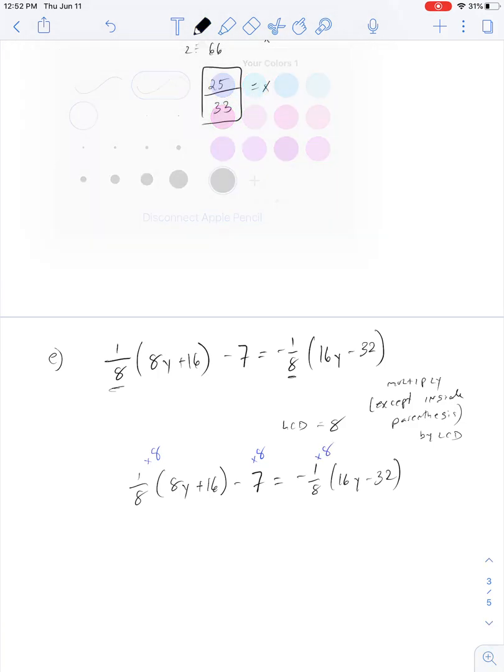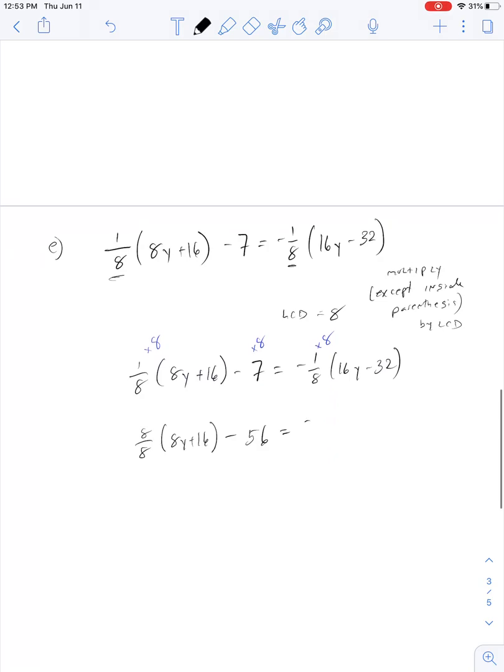All right, doing that then leaves us with the 8 over 8, open parentheses, 8y plus 16 minus your 7. Negative 7 times 8 is minus 56, right? And now you get negative 8 over 8, 16y minus 32. All right, and then you see now that turns into a 1 because 8 divided by 8 is a 1. And then from here, right, this is a negative 1. And then from there, you can go ahead and continue the way you would.